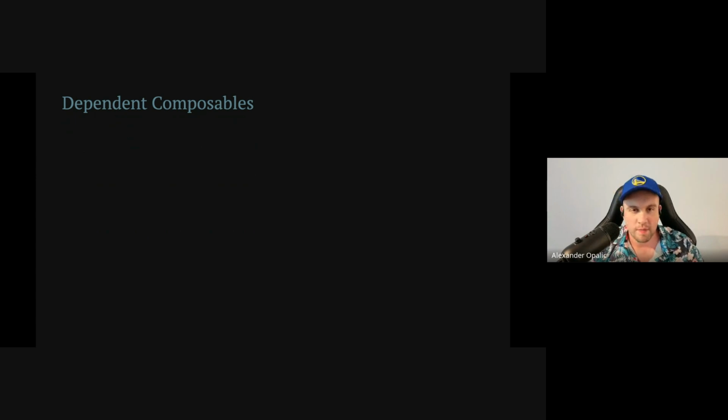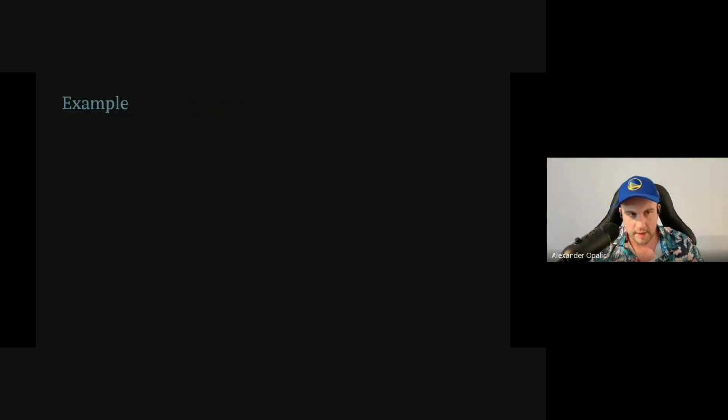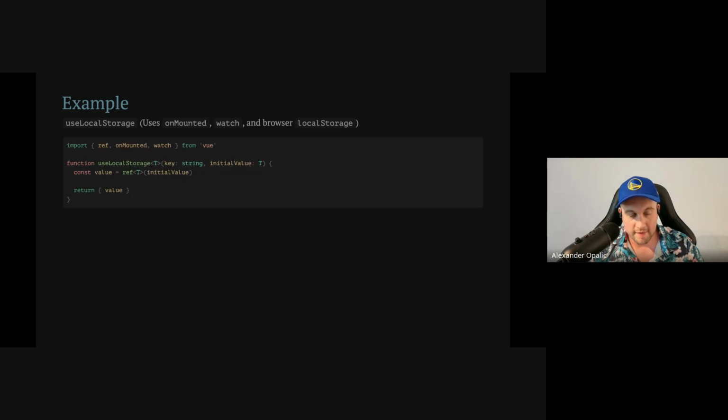Dependent composables could be a bit trickier. They can also use the reactivity part of Vue, but they also use lifecycles or provide and inject. And the tricky part is that they won't work in isolation. They need a component as a context to work. That's why, one example, useLocalStorage. If you ever used VueUse, it's a really awesome library for Vue, they also have a useLocalStorage. I just created a really simple version out of that to explain testing.